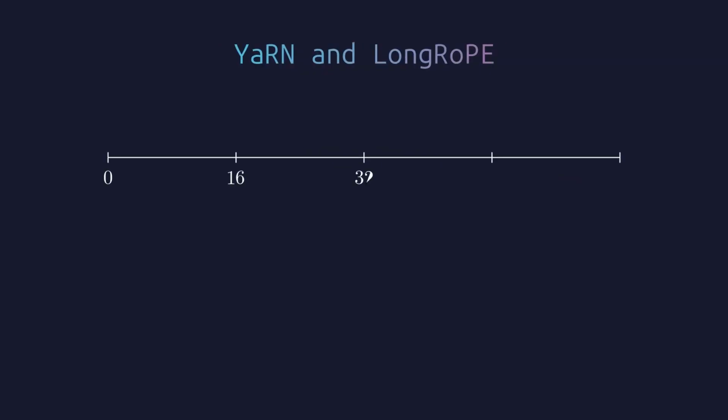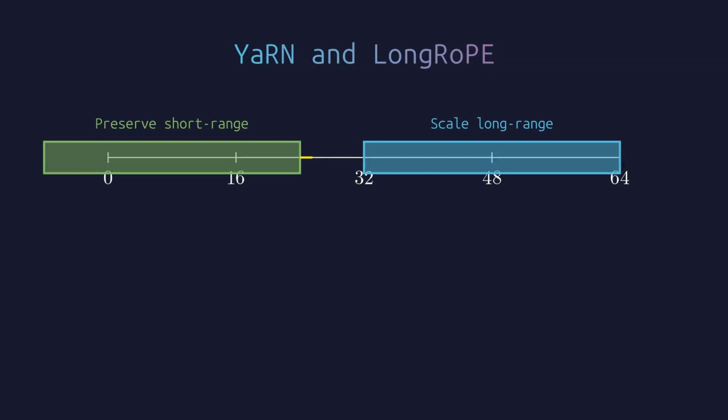YaRN and LongRoPE go further. Instead of scaling all frequencies uniformly, they blend ranges. Low-frequency dimensions, which handle long distances, get scaled more aggressively. High-frequency dimensions, which preserve local structure, are left closer to the original. This preserves short-range quality while enabling much longer context.